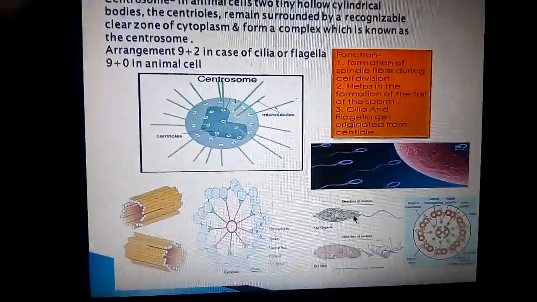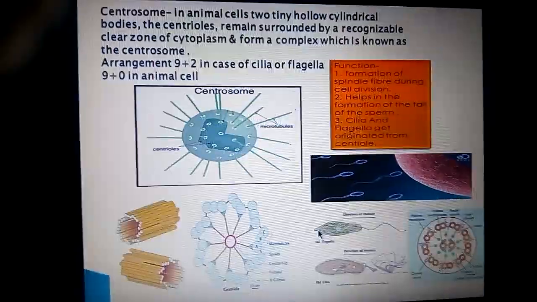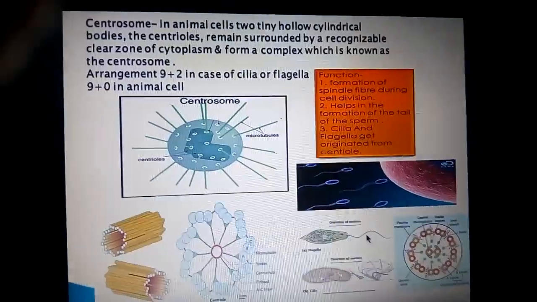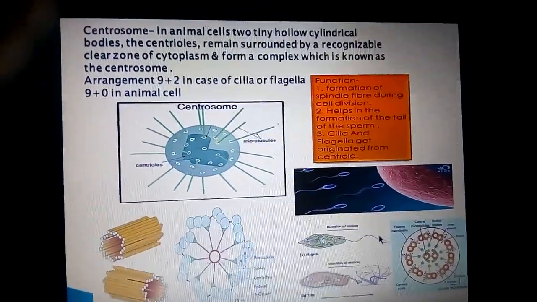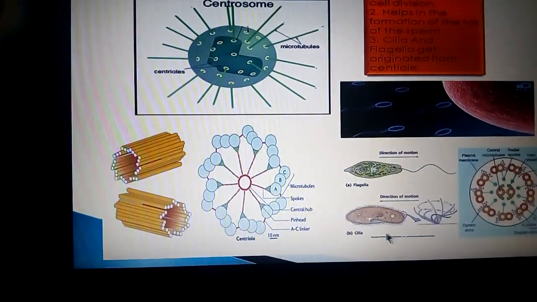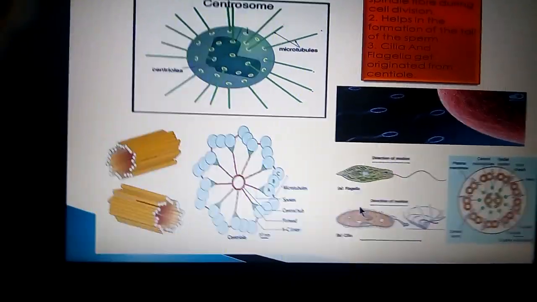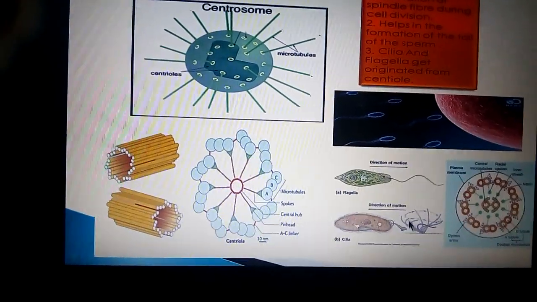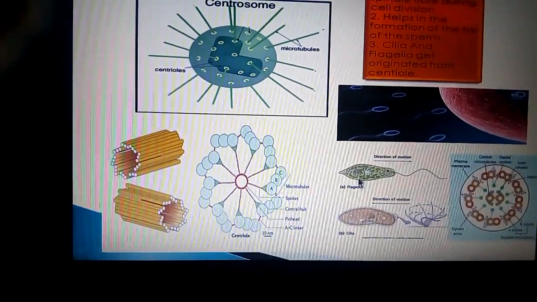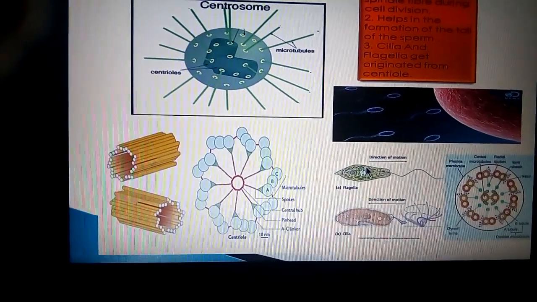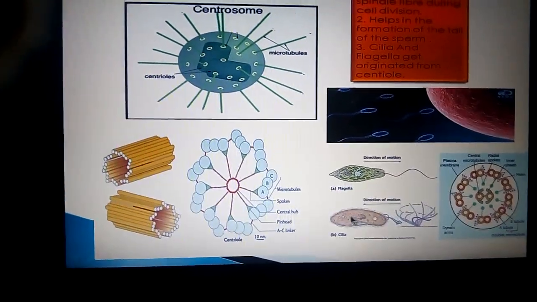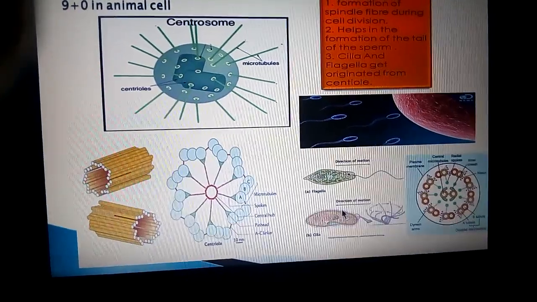Means where the centriole, in case of Euglena, the locomotory organelle is known as flagella. In case of Paramecium, the locomotory organs are cilia. So in case of Euglena, the locomotory organ is flagella. In case of Paramecium, the locomotory organ is cilia.